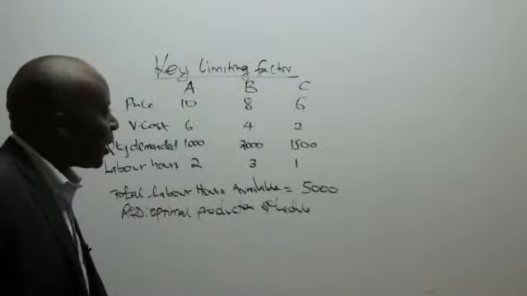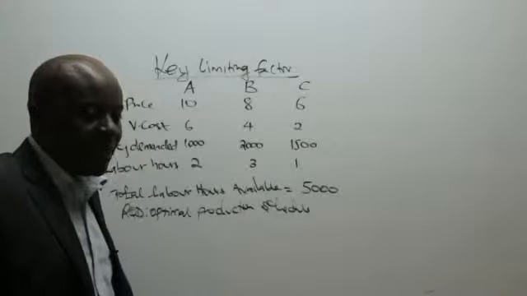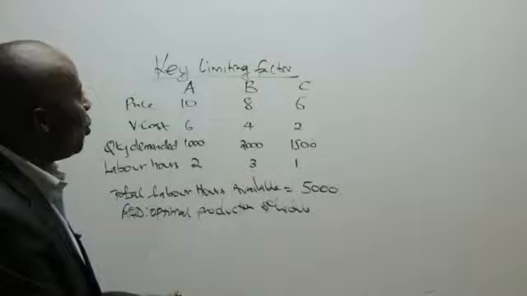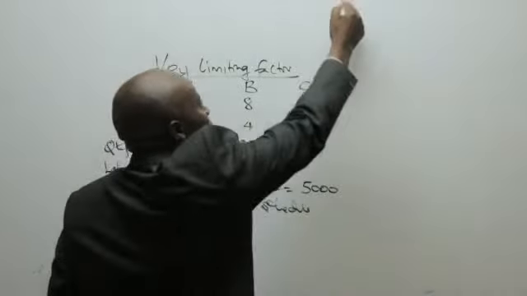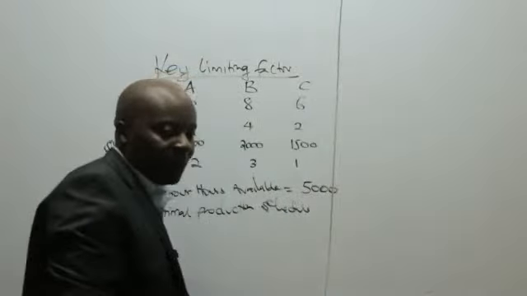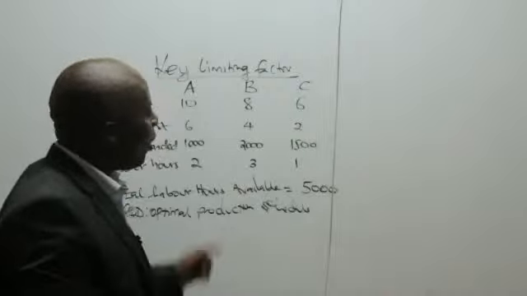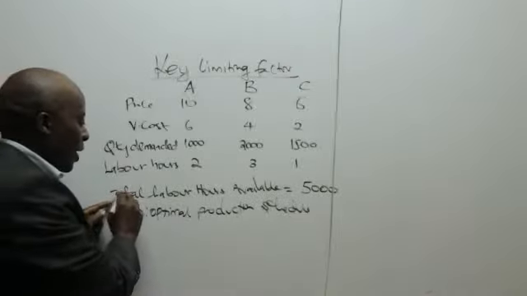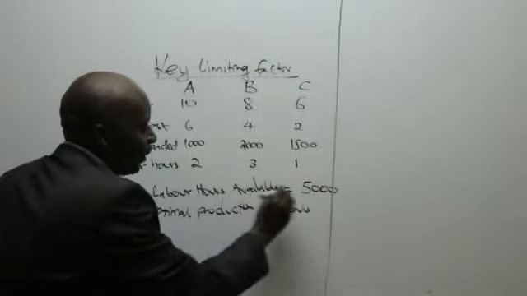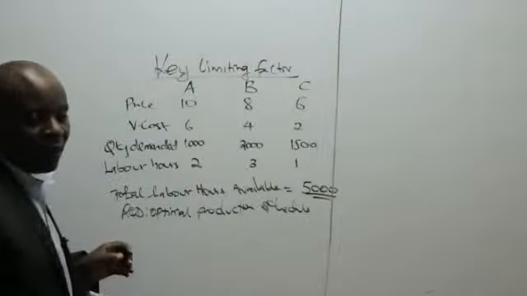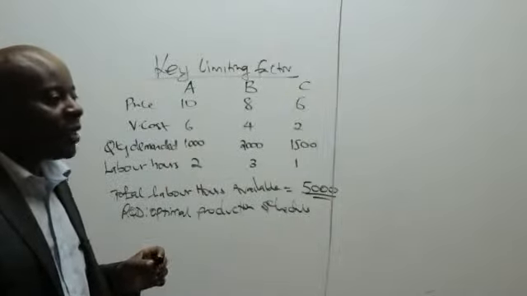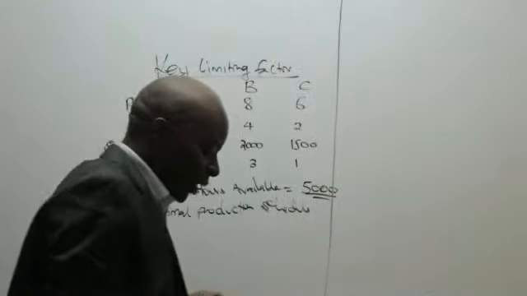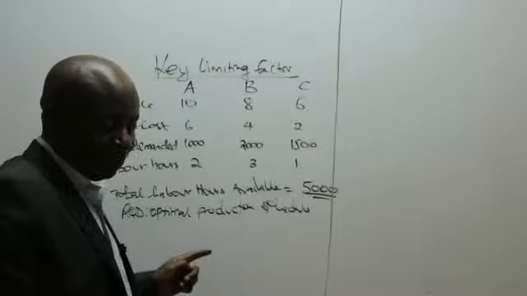Now, ladies and gentlemen, this is a question of a key limiting factor. Key limiting factor is a great question for you. What you're supposed to do under key limiting factor, number one, how have I known it's a key limiting factor? Look at this condition given here. Total labor hours that are available are how many? They're only 5,000. So in total, we have 5,000 labor hours which are available.